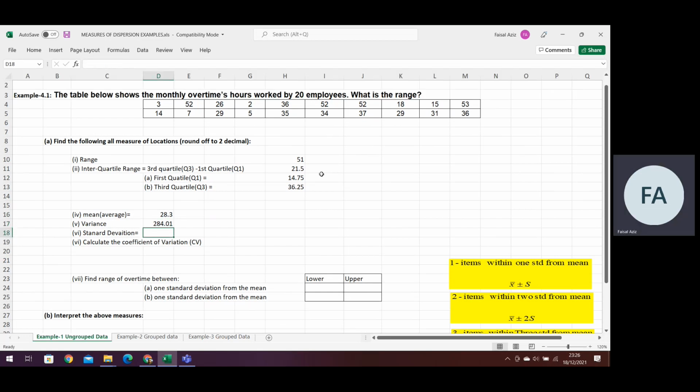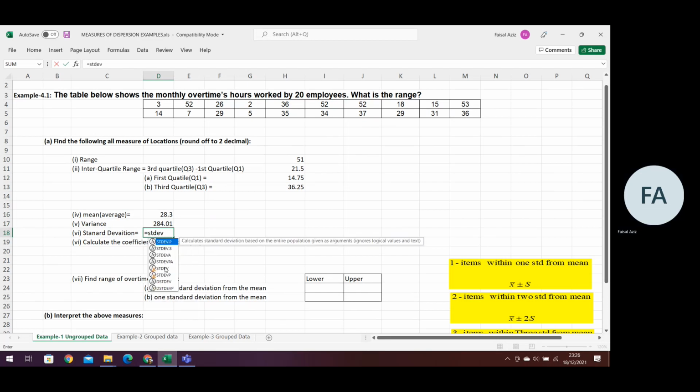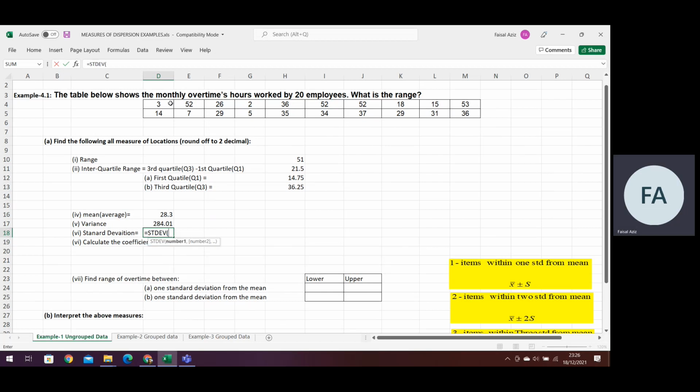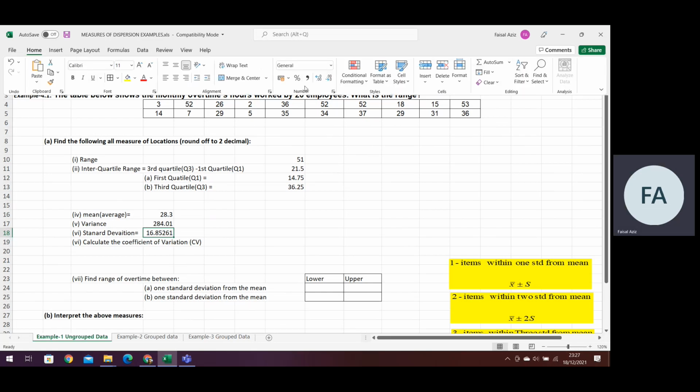The next is standard deviation. So equal sign STDEV. Double click on the formula, select this data set, and then click enter. So you will get a standard deviation of 16.85. So here I am again going to reduce the decimal places to 2.